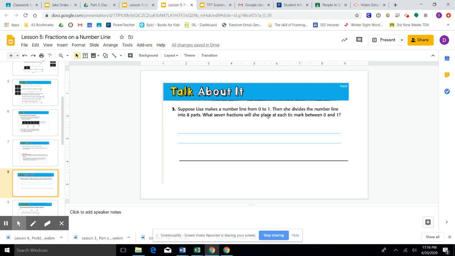Suppose Lisa makes a number line from 0 to 1. Then she divides the number line into 8 parts. What 7 fractions will she place on each tick mark between 0 and 1? So I want to divide it into 8 parts. I need to start at 0. That's not a part. And I'm going to end at 1 whole. I'm dividing it into 8 parts, so 1 whole will be the same as 8/8. So as I'm making my number line, I'm ending when I get to 8, and I'm starting at 0.